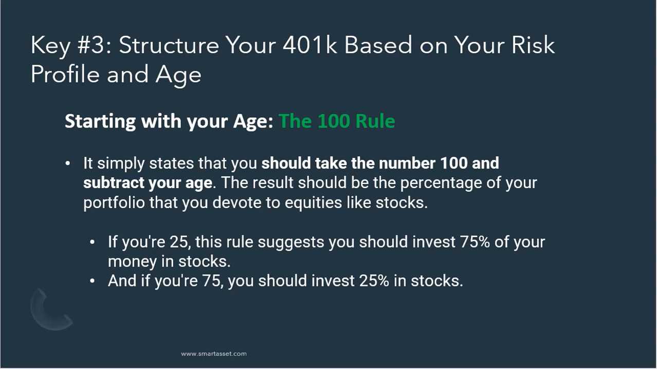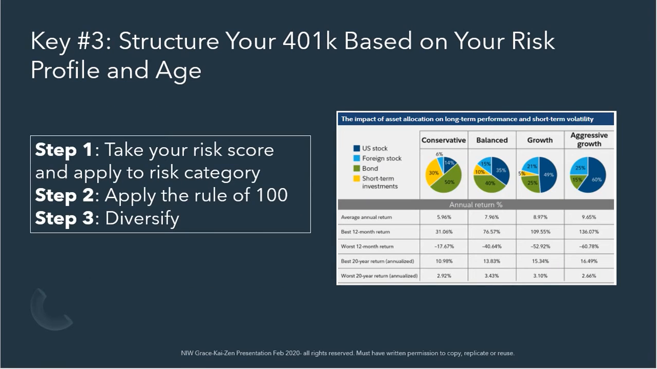So basically you take 100 and you subtract your age from it, and that's the amount you should generally put in more aggressive asset classes, specifically stocks. If you're 25 and you subtract that from 100, you get 75, so 75% of your money should be in some form of stock. If you're 75, that's reversed, so 25% should be in stock. So if you use the rule of 100, this is the formula to take once you're creating your portfolio.